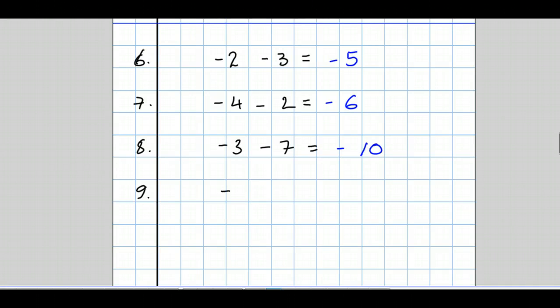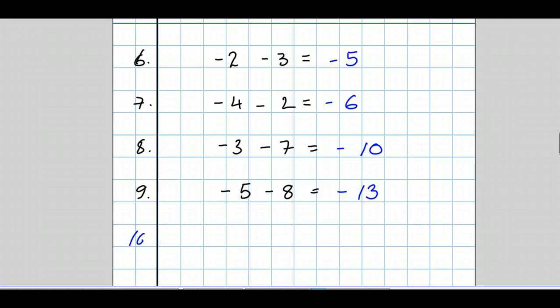Question 9. Let's see if we can explain our rule. They're both minus, so the answer is going to be minus. Because they're both minus, we add them together to find out what the result is. So it's minus 13.